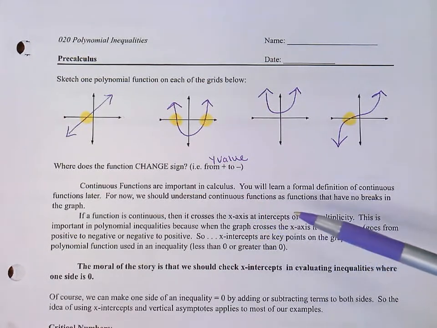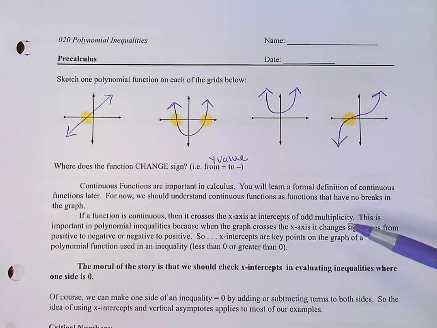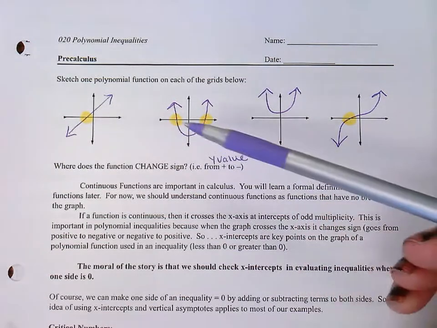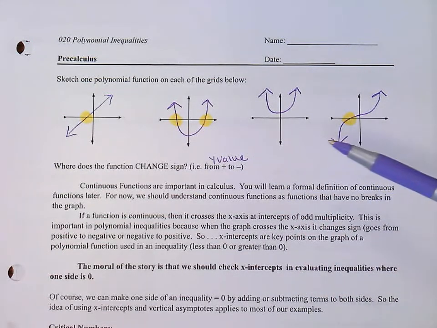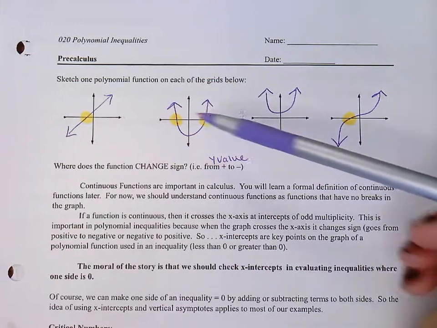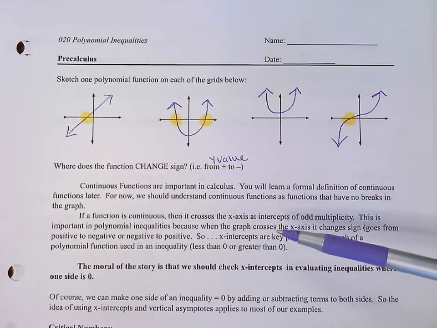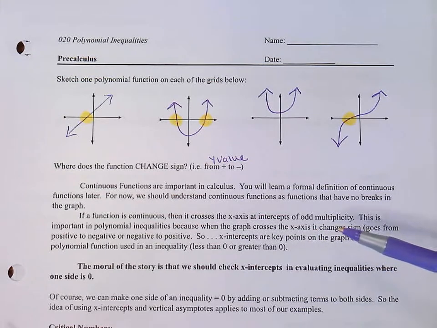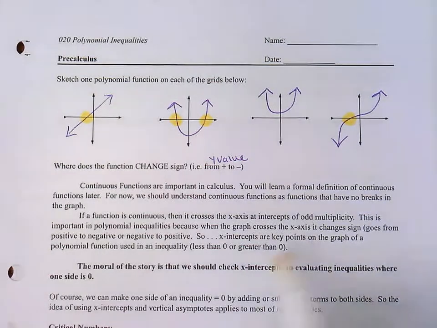If a function is continuous, like all of these are, it will cross the x-axis if its intercept has odd multiplicity. All of these x-intercepts had odd multiplicity, right? Because the graph cut through the axis. And when it cuts through the x-axis, it changes sign. It goes from positive to negative or negative to positive. So x-intercepts are key points on the graph of an inequality. The moral of the story is we should always check our x-intercepts to evaluate inequalities.